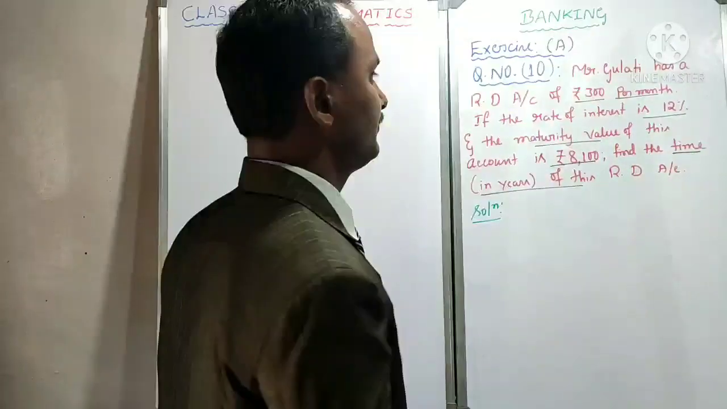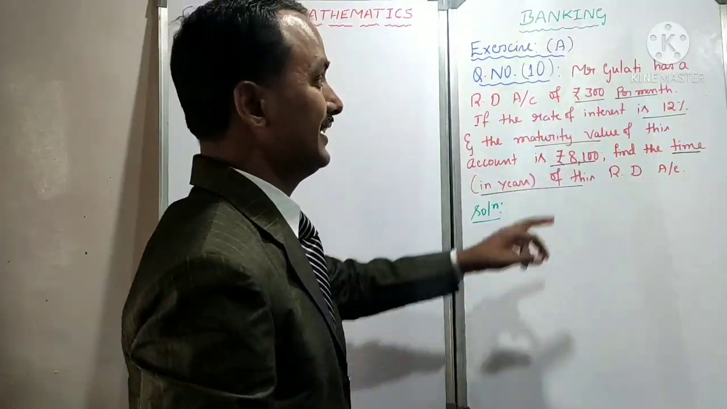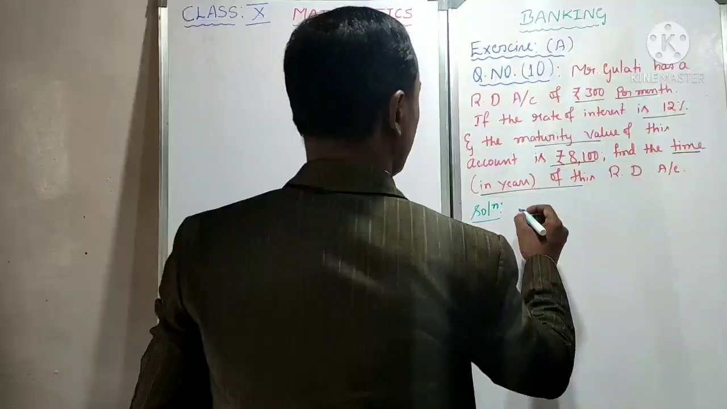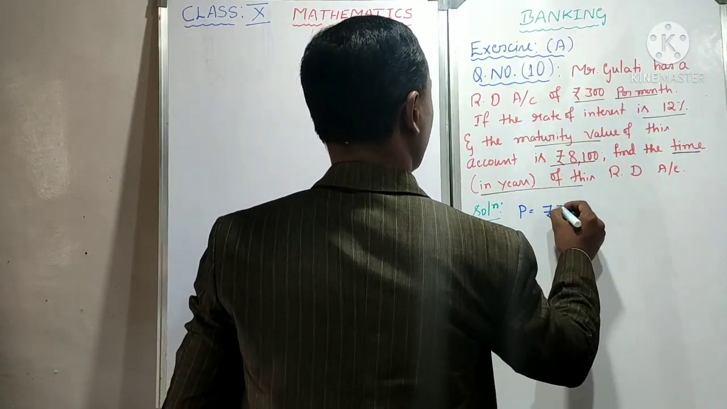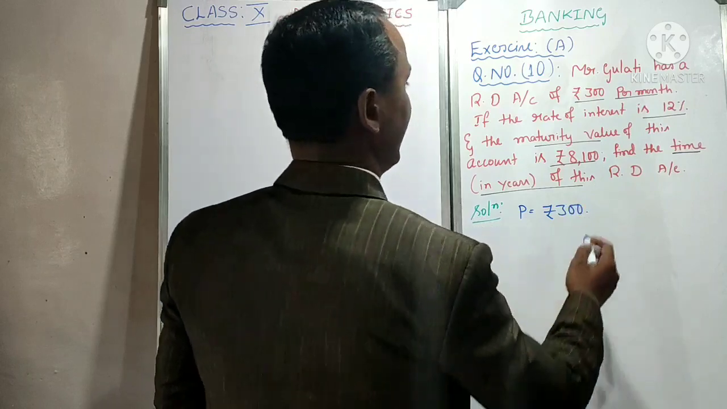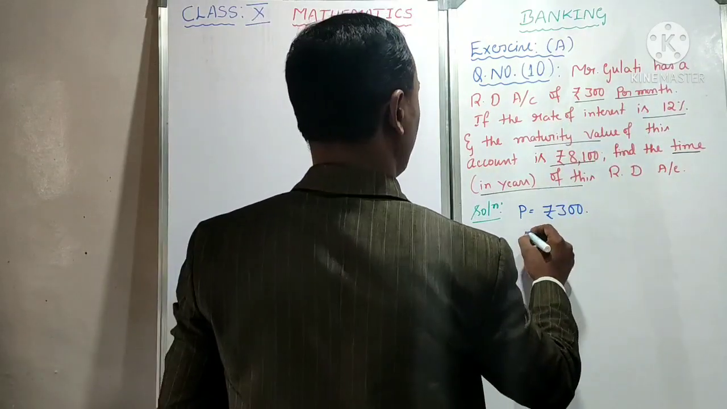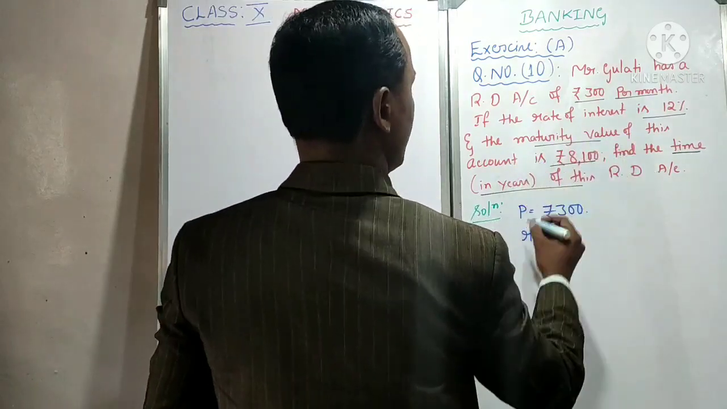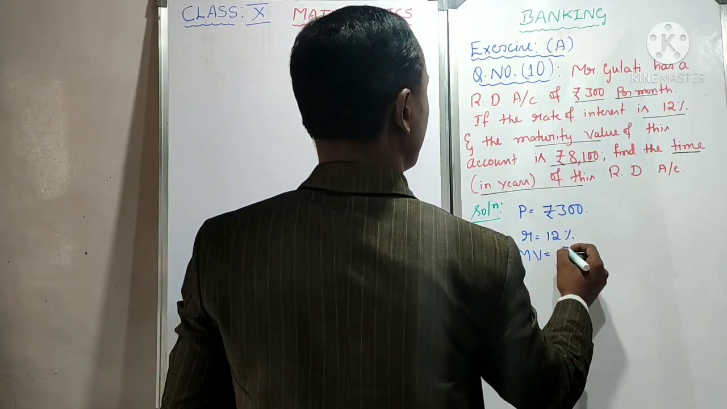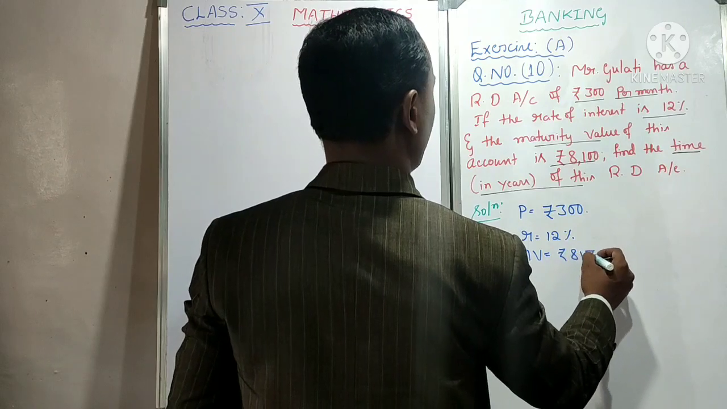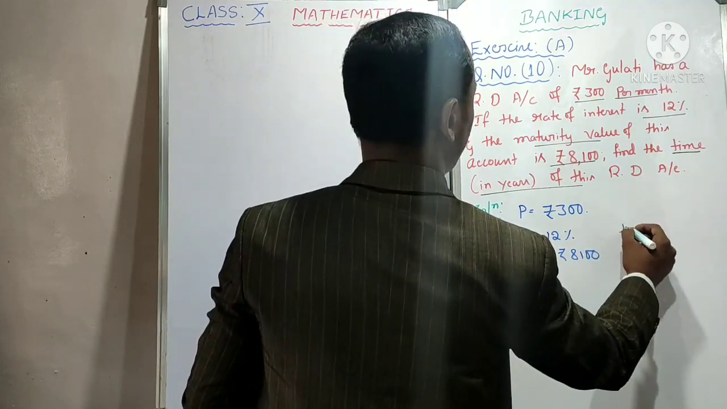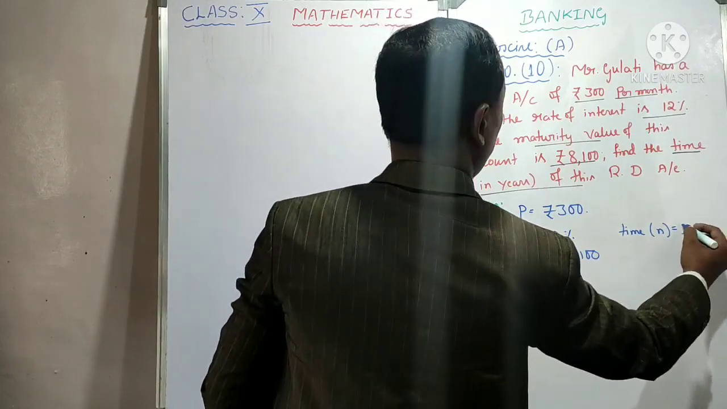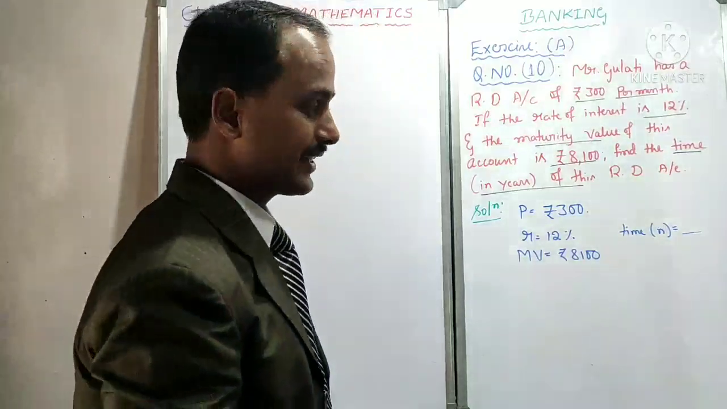What are the given data? What is this 300 rupees? This is the per month amount. Per month means the P value. So coming to the solution, P is equal to rupees 300. Next, rate of interest means the R value, that is 12%. Next, the maturity value of this account is rupees 8,100. I am going to find the time. Time is nothing but n. After finding it in months, convert it into years.